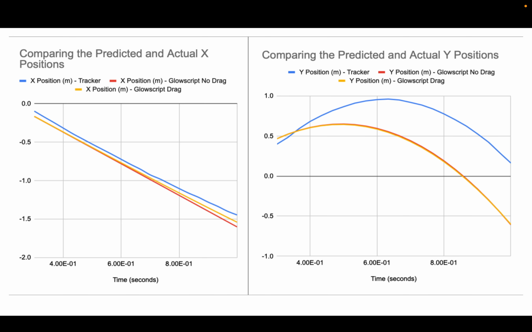And now here you can see all three, so the one with Tracker and the two GlowScript models compared together. On the left is the predicted versus actual x positions. They're all very similar but slightly off. As you can see though, the yellow line, or the GlowScript model with drag, is slightly closer to the blue line, or the Tracker position, than the red line, which is GlowScript no drag. On the other hand, on the right, the y positions, the Tracker one is slightly off from the two GlowScript ones, but again, the yellow line, or the GlowScript with drag, is slightly closer to the actual, or the Tracker position, than the GlowScript no drag.